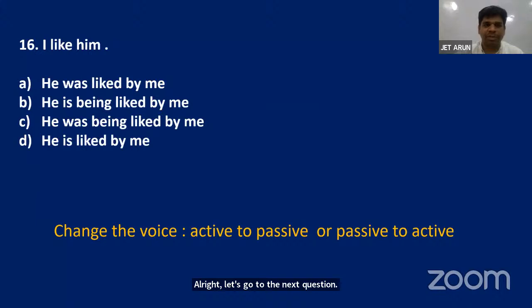I like him. Now, in this case, what you have to do is change the voice, active to passive or passive to active as per the case. So here, I like him is an active voice. Change it to passive voice. He was liked by me. He is being liked by me. He was being liked by me. He is liked by me.